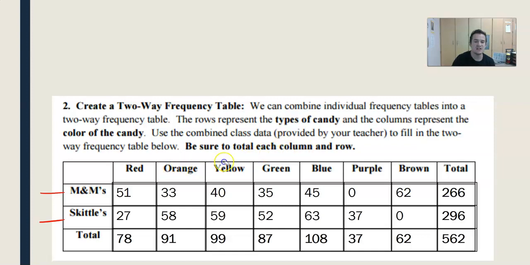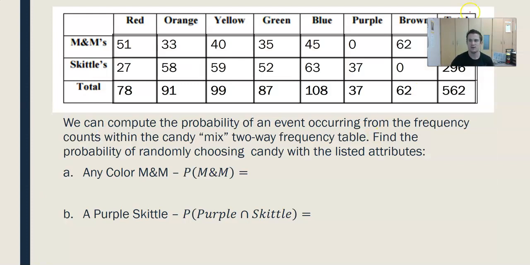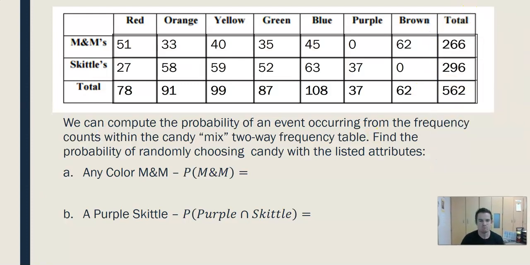So this is a two-way frequency table. I have one category on the side, my types of candy, my M&Ms and Skittles, and then another category across the top, my colors of candy. So we're going to be using this frequency table to answer some questions. So let me move my face out of the way here.